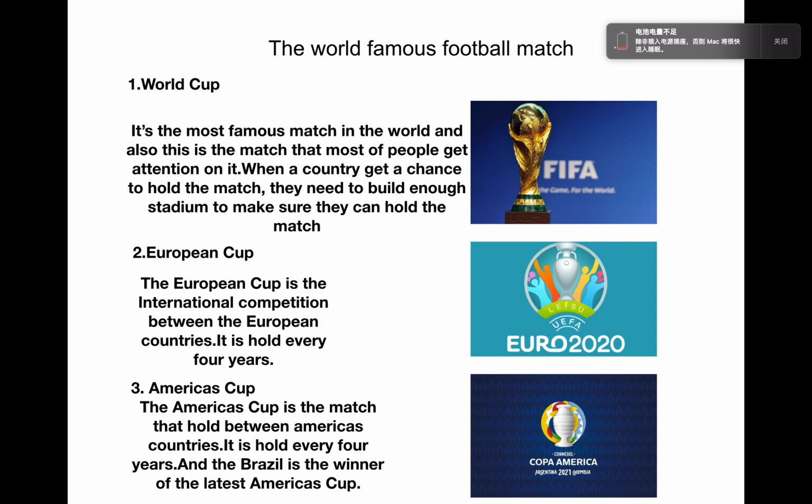The second match is also big enough. It's called the European Cup. The European Cup is the international competition between European countries. It is held every 4 years. And the third one is the America's Cup. The America's Cup is the competition held between countries of the Americas. It is held every 4 years. And Brazil is the winner of the last America's Cup.